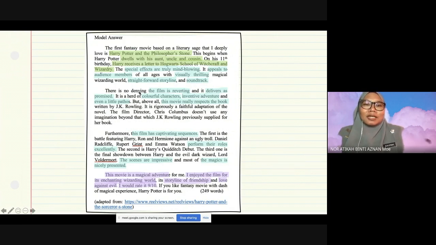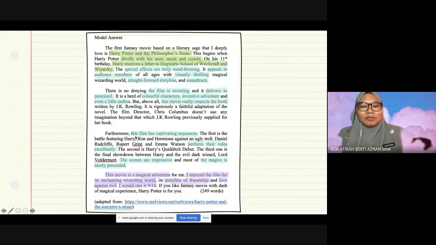There is no denying the film is riveting, and it delivers as promised. It is a herd of colorful characters, inventive adventure, and even a little pathos. But above all, this movie really respects the book written by J.K. Rowling. It is rigorously a faithful adaptation of the novel. The film director, Chris Columbus, doesn't use any imagination beyond that which J.K. Rowling previously supplied for her book.